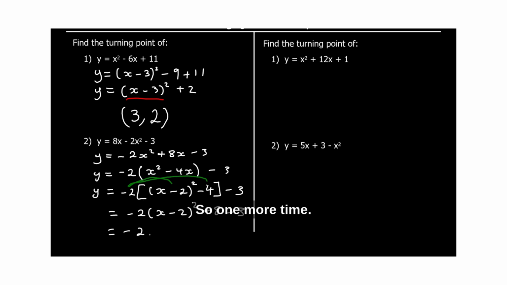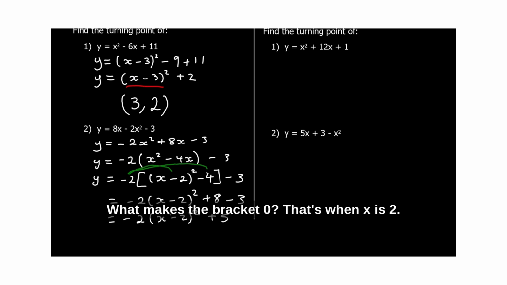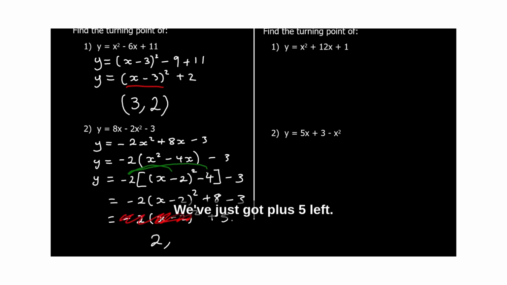So one more time, y equals negative 2 times x minus 2 squared plus 8 take away 3, which is 5. So what is the minimum point? What makes the bracket 0? That's when x is 2. And then what's left? So this will be 0. 2 times 0 is 0. We've just got plus 5 left. So the minimum point is 2, 5.